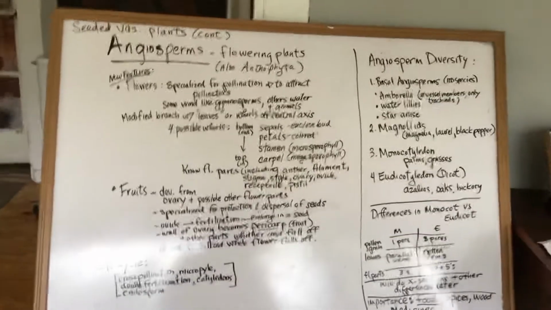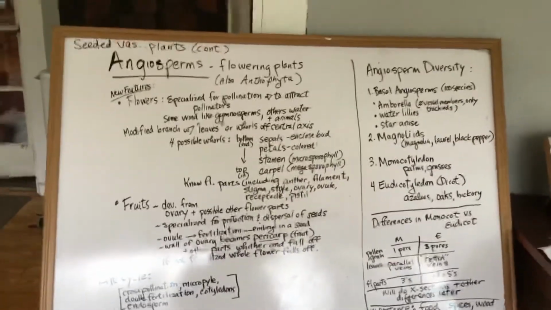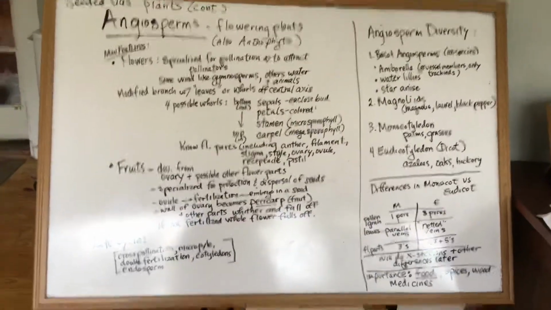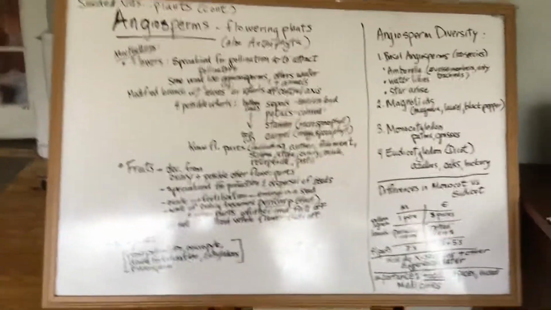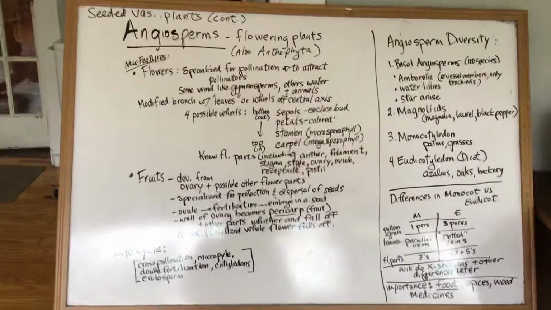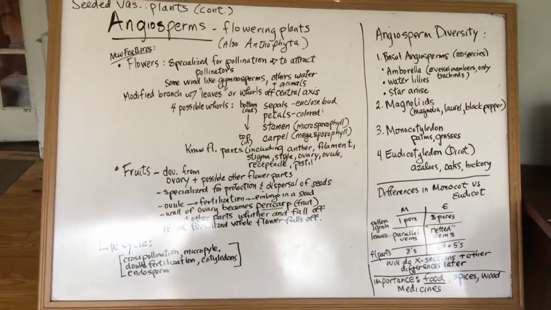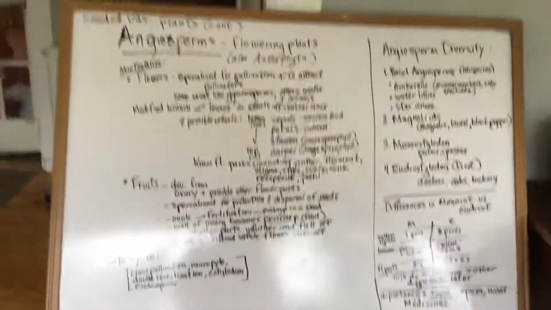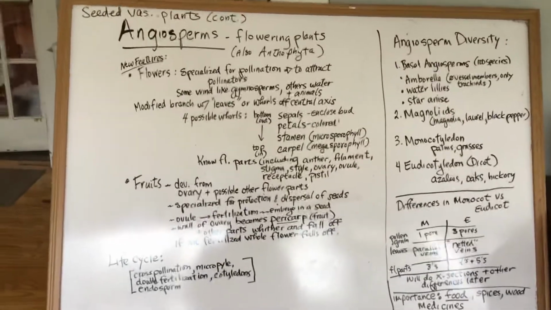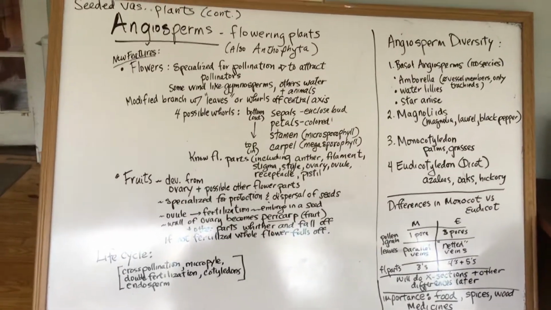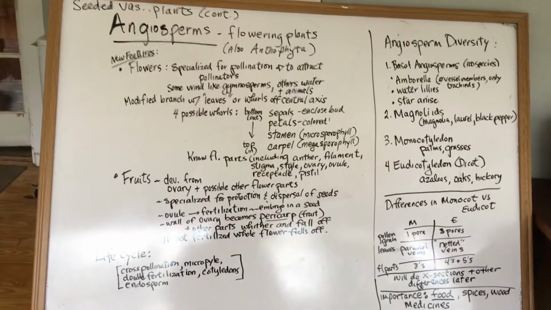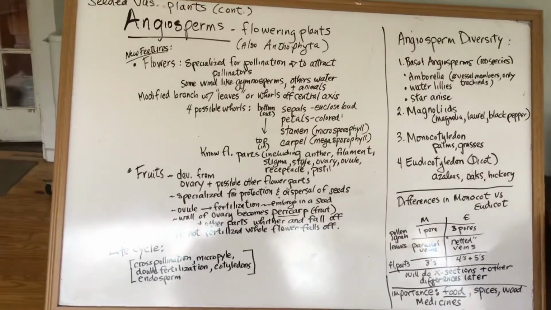And these leaves occur in whorls, which would be similar to leaves coming off of a branch. There are 4 possible whorls. Starting on the bottom, or on the outside, there are sepals. These are usually green and cover the bud. So if you've ever gotten a rose, the green part is a sepal.